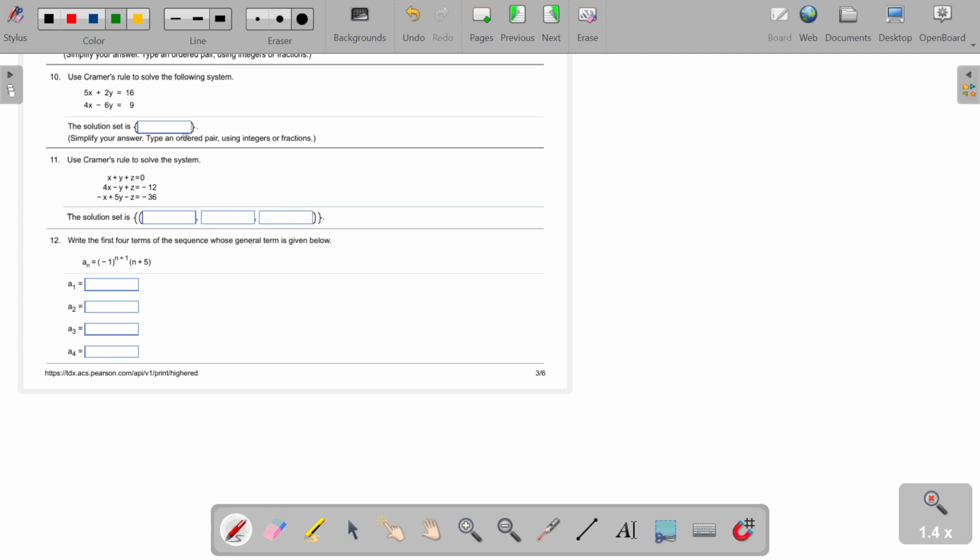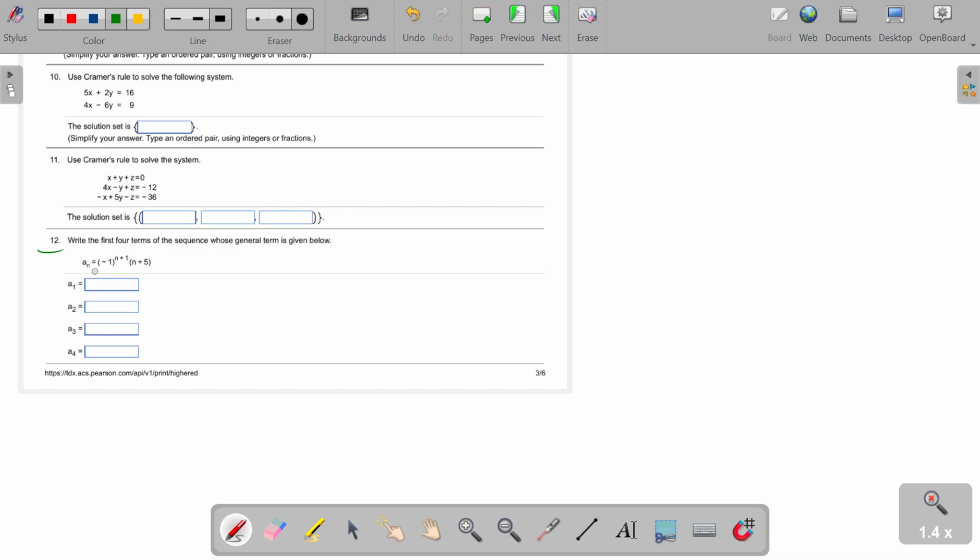Hi everyone. We're going to continue working on test for review. This is the third part and we will start with question number 12. This question is asking us to write the first four terms of the sequence.